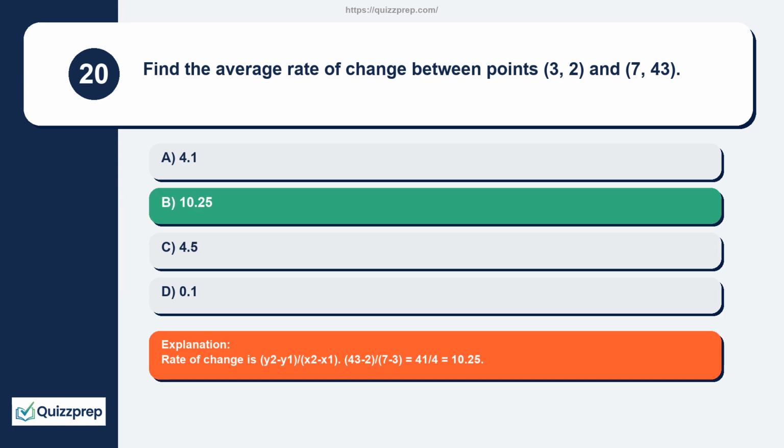Rate of change is (y2 - y1) / (x2 - x1). (43 - 2) / (7 - 3) equals 41/4 equals 10.25.